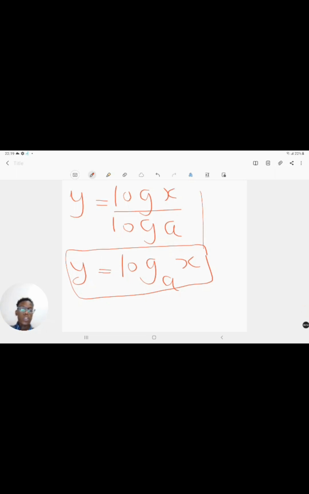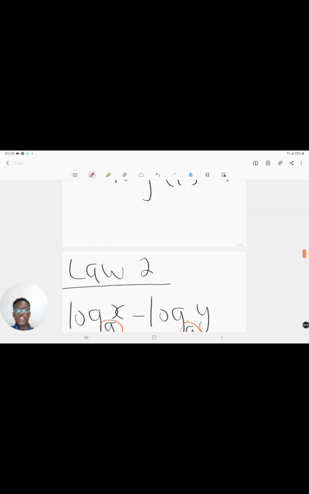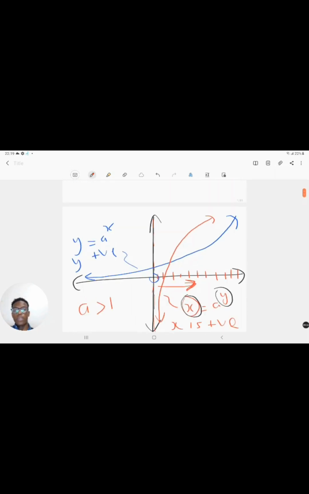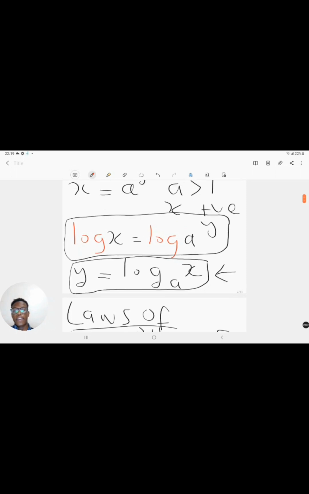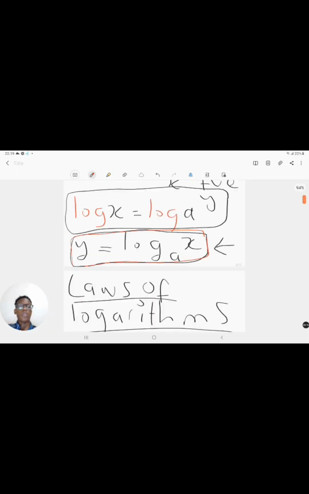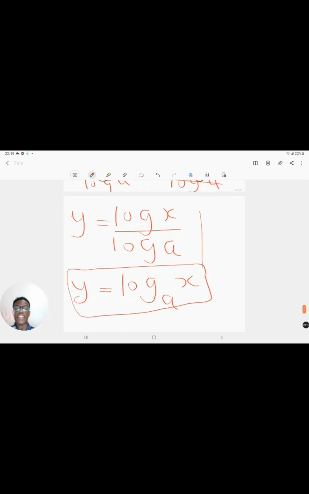Okay, this is the fourth law. And look at what this is. Log a of x, we just made y the subject of the formula. Look at what this is. If you go back all the way to the beginning when I started, this is the same as that equation of the inverse of your exponential. It's exactly that, where we made y the subject of the formula. So that's your fourth law. So your fourth law is basically that.